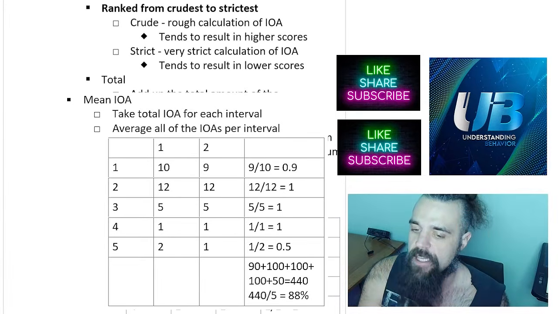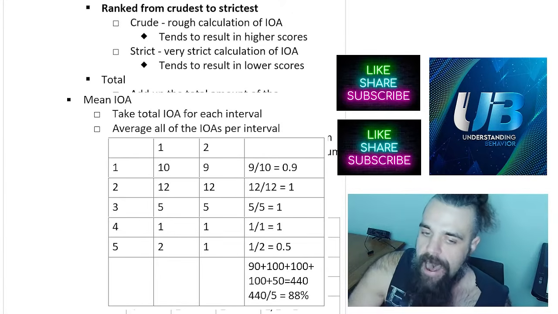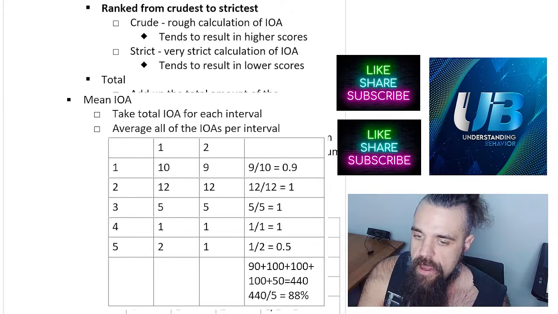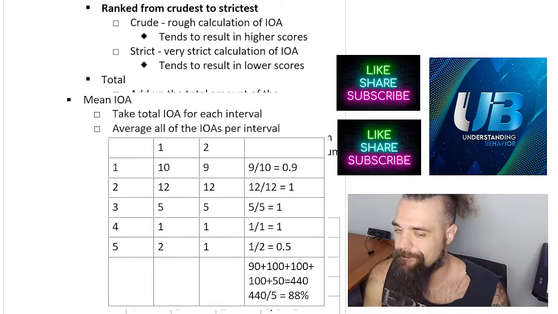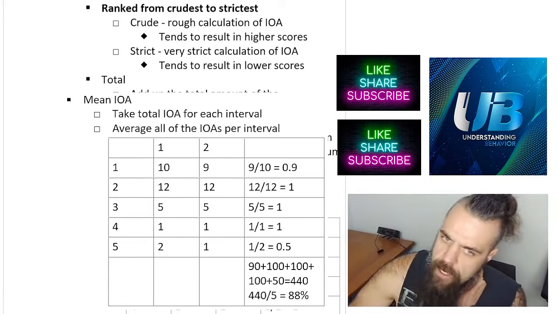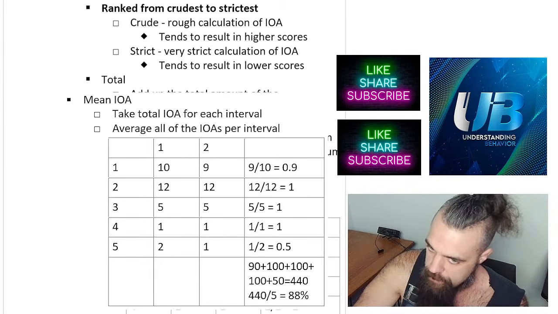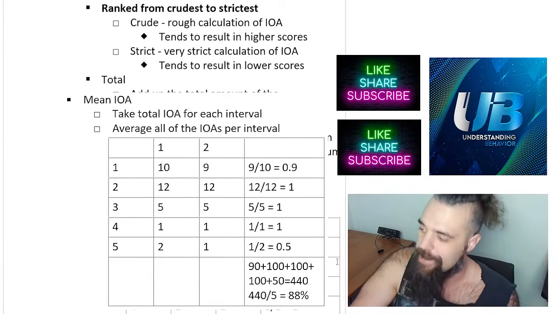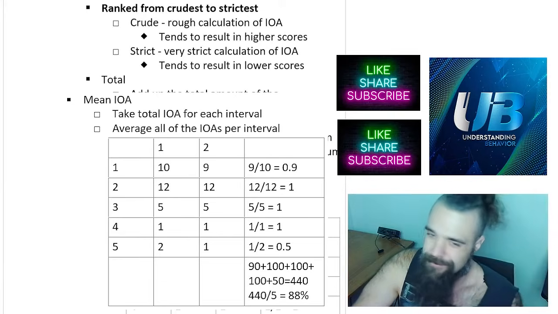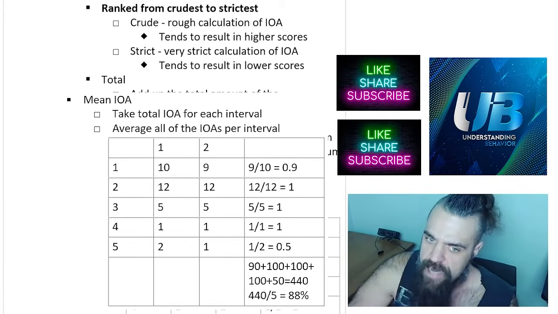So that is going to be divided by our 5 different intervals that we took the averages for. And then we'll get our calculator to calculate for us, and we've got 88% IOA. So that would be our mean IOA. It takes a little bit more time. You've got to take the averages for each different interval and then just kind of average the averages. So kind of cool.